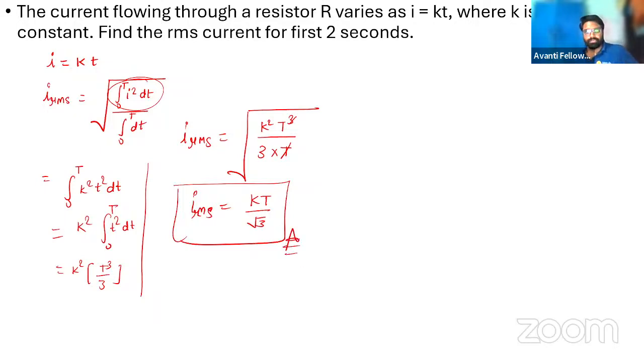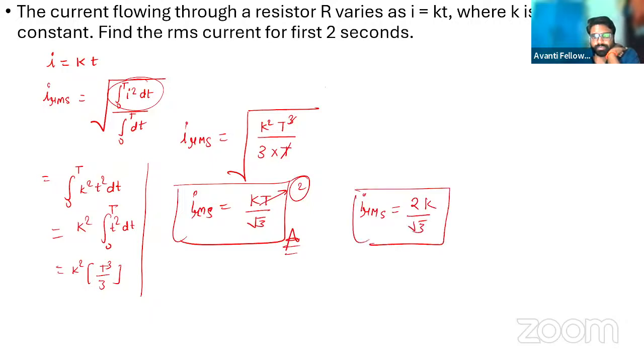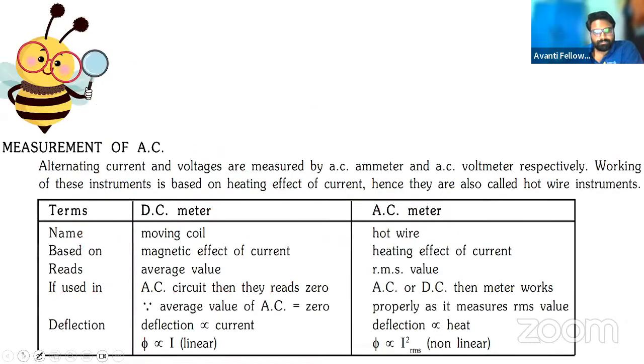Got it? अब देखो, what it has been asking, find the RMS current for first 2 seconds. So first 2 seconds के लिए T you need to put 2 here. So IRMS will become 2k upon root 3. Clear है? Any doubt in this case? Bishan, JNV, Rowing, Madhukar, any kind of doubt in this? If you have any kind of doubt, you can ask.